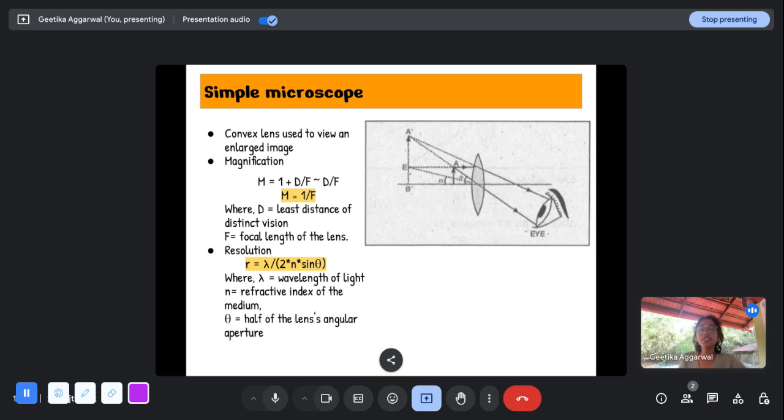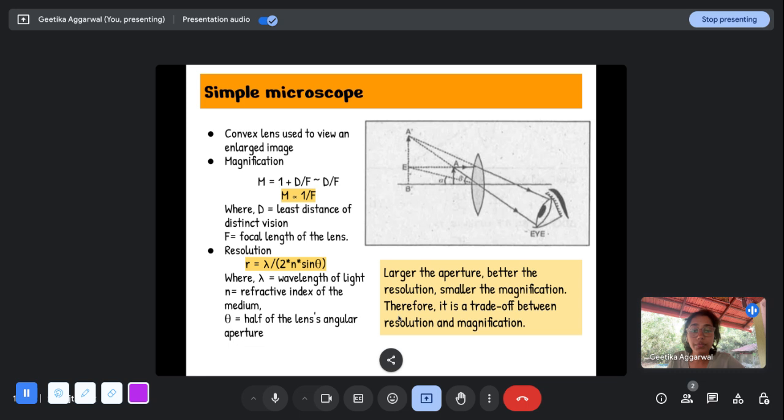And then theta is half of the lens's angular aperture. So looking at the lens's angular aperture, what is the aperture of this lens, how much light can go in, half of that is theta. And that is how you calculate the resolution. So one thing from here is clear, that the larger the aperture, the better the resolution. If the aperture is large, the resolution will be better, but the magnification will be smaller. So basically, it's a trade-off between resolution and aperture.